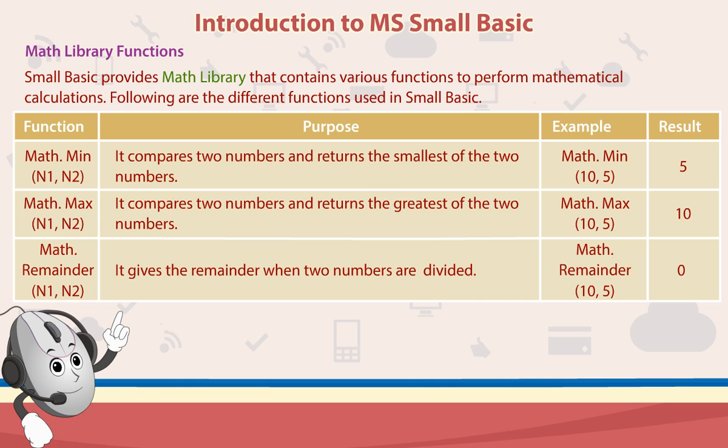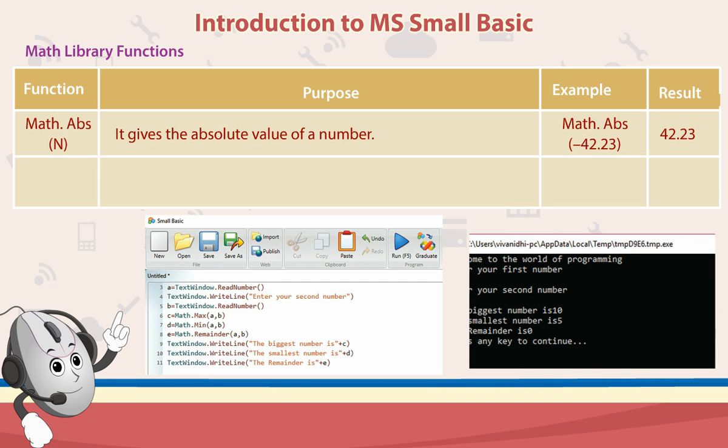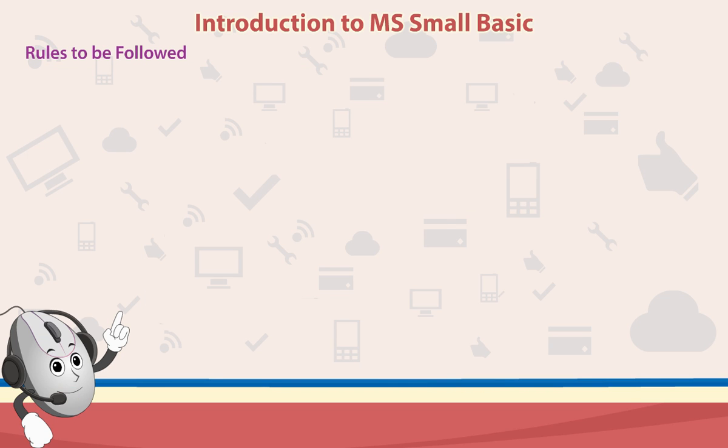Math.Remainder(n1, n2): it gives the remainder when two numbers are divided. Math.Remainder(10, 5): 0. Math.Abs(n): it gives the absolute value of a number. Math.Abs(-42.23): 42.23. Math.Pi: it returns the value of pi. Math.Pi: 3.14159.